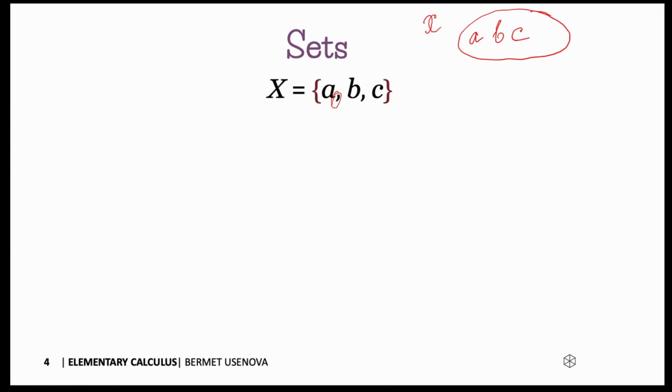So since A is an element of X, we can write it as A is an element of X or A lies in X. You see, we use a special sign here. On the other hand, let's say there exists a letter D, which is not an element of our set X. In this case, we can write it as follows. We denote that D does not lie in X, or D is not an element of X. You see, it's the same sign, but we cross it. And we denote it like this.